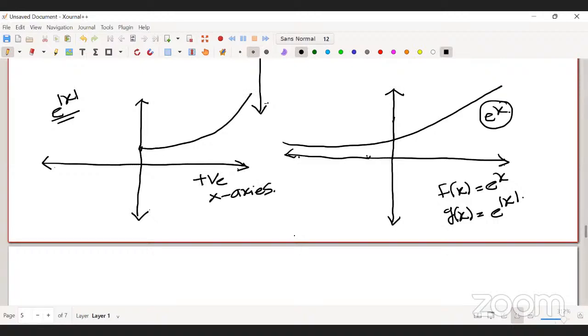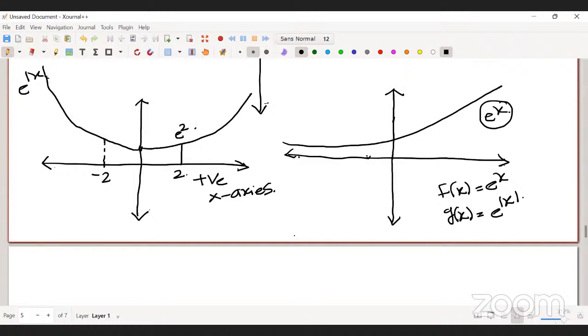Now the main problem is the negative domain. In the negative domain, I'll get precisely the same thing for e power mod x, because at 2 it will also increase. At 2, what is the value of e power mod x? It's e power 2, right? At -2, I am also getting the same thing, e power 2. So it's like a curve again going up.